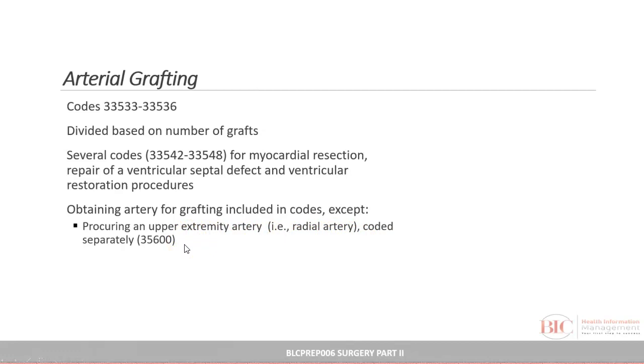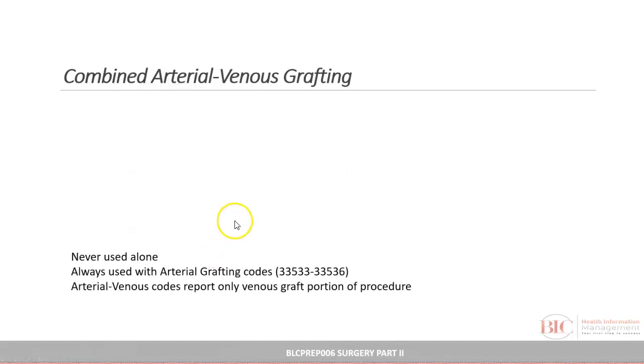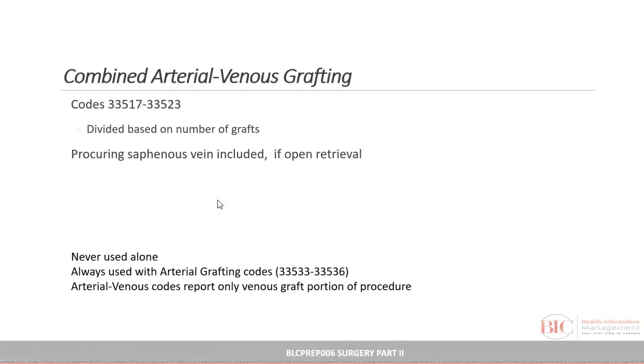So basically, if they're obtaining an artery from an extremity or a major extremity or a femoral artery or something like that, you would code that separately. So if they're doing the artery and the vein, which is combined arterial venous grafting, your range of codes are 33517 to 523, again divided based on the number of grafts.